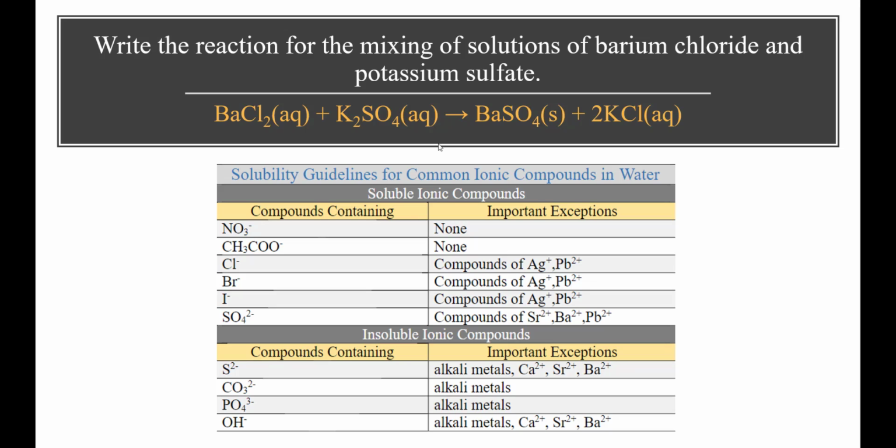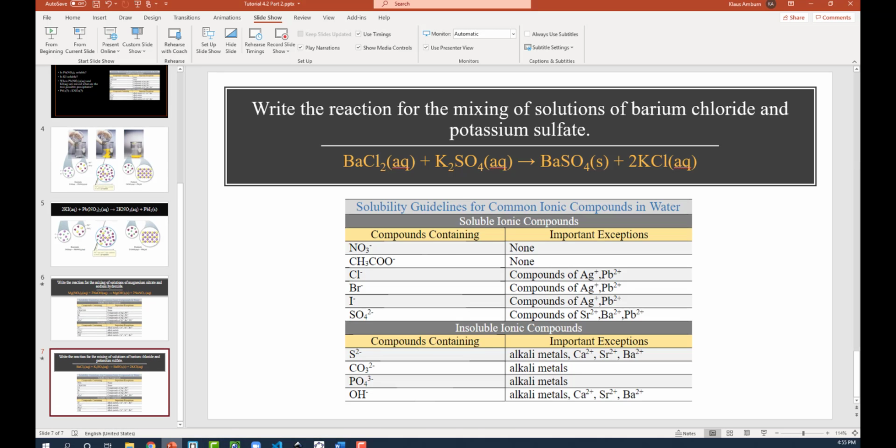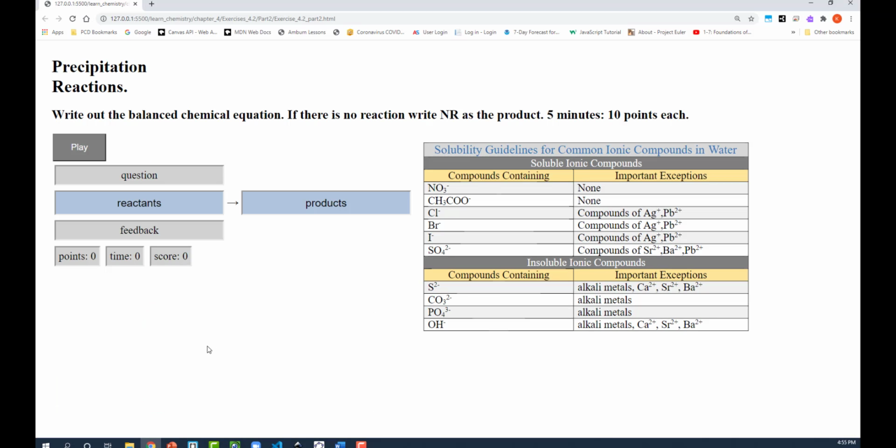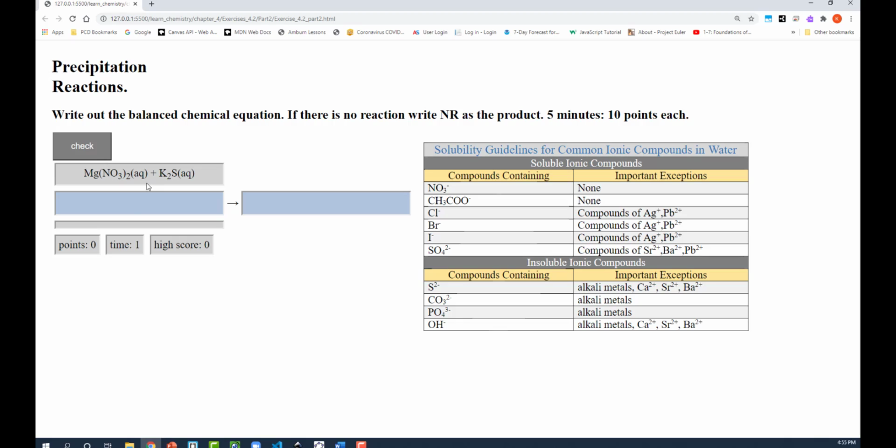Okay, so that's it, but I think we need to go to the website and try it, just so you get the formatting of things on the website so that part doesn't confuse you. So we're going to look at the website here and go through one. This is just a place for you to practice. So let's give this one a shot. Here's the question. Write the balanced chemical equation if one takes place. NR is what you write if there's no reaction between these two compounds. So let's not waste time in case there is no reaction.